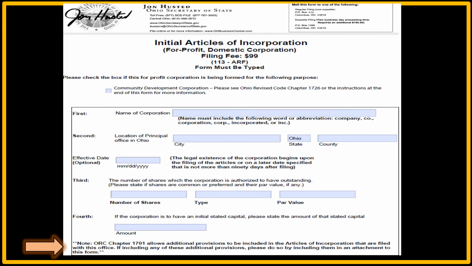In Ohio, you can still use the form, but you have to have an attachment. It's probably easier just for you to draft the entire Articles of Incorporation and not use the form. Once again, that's what most law firms do anyway.